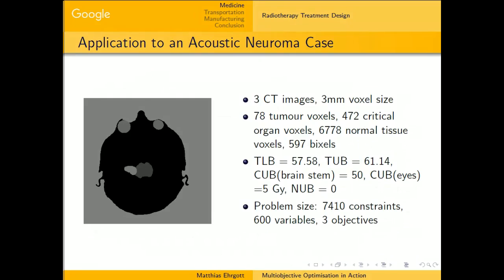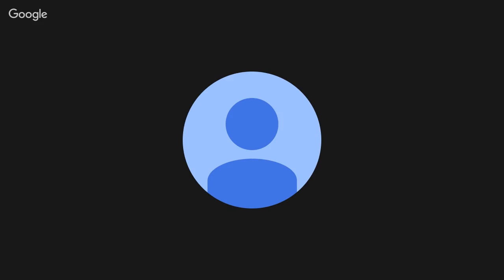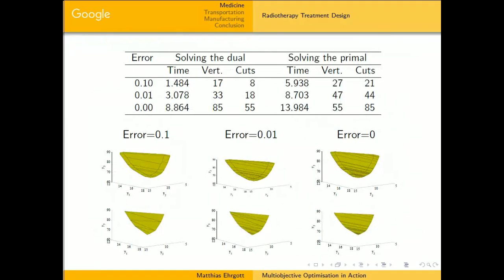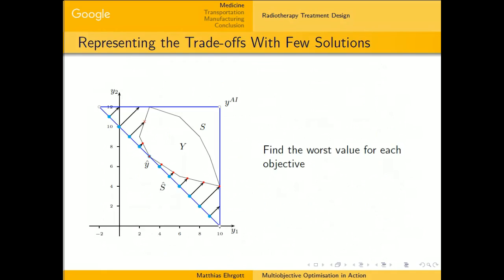So we've done this with real tumor cases, and you recognize this. It's the same brain tumor cases from the picture at the beginning. There's some data of how big that problem is, and we let the algorithm run with different errors. As I said, we have a guarantee of how good the solution is when we stop early. So this is what this looks like. We have the curves now because we have three objective functions that tell us the trade-off between all three objectives. Right. But still no plan.